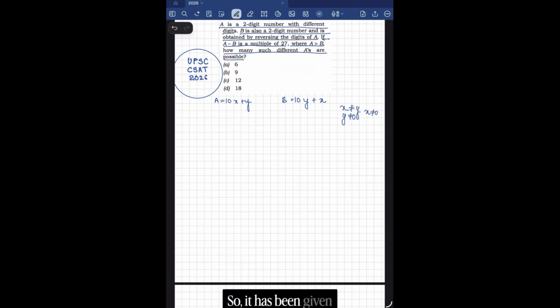So it has been given that A is greater than B. So 10x plus y is greater than 10y plus x. Simplifying this, we get 9x is greater than 9y, which gives us x is greater than y. Also, it has been given that A minus B is a multiple of 27. So A minus B is equal to 27k, where k is any integer.